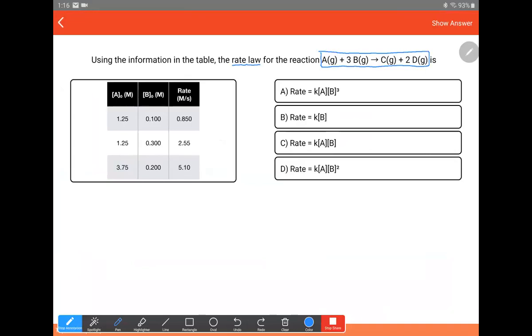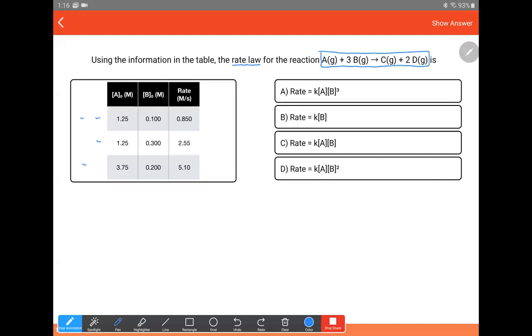We're going to identify the order for B first, using the first two lines where A is held constant. And then we'll look at A, which is a little trickier. We're going to look at lines 1 and 3 where A triples, but B also doubles. So that's going to impact the rate. So we've got to identify what impact B has, and then we can look at the impact of A. But in order to do that, we first have to identify the order of B.